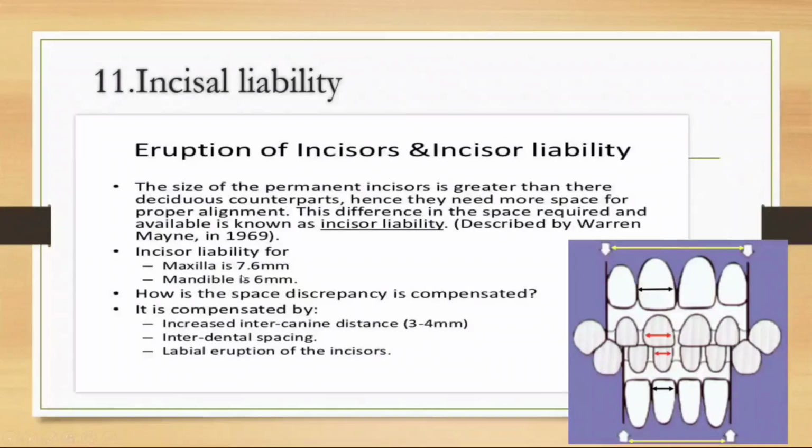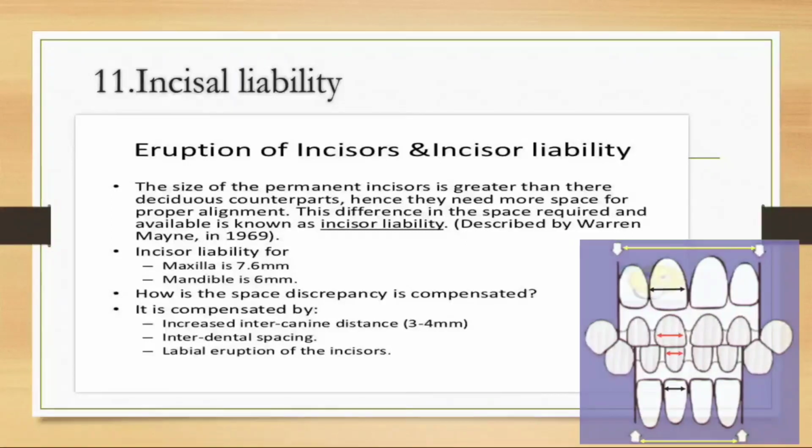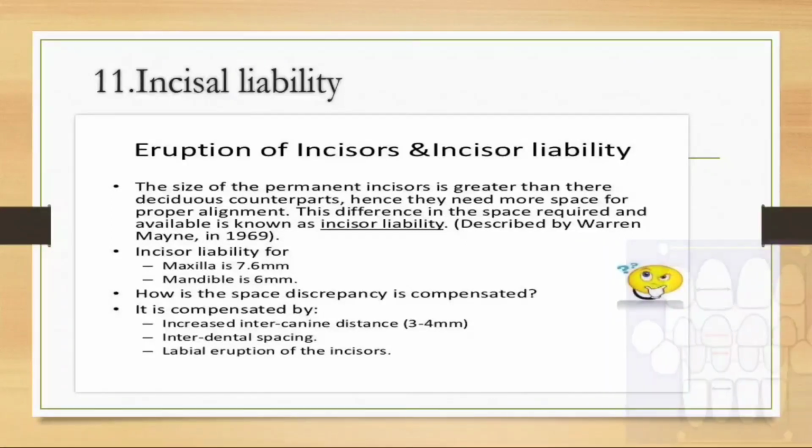So in the maxilla it is 7.6 mm, in the mandible it is 6 mm. It is compensated by increased intercanine distance, increased by 3 to 4 mm, and interdental spacing, and there is more of a labial eruption of incisors. In deciduous teeth they are in a more upright position, but in permanent teeth they erupt more labially. That's how they overcome this liability.